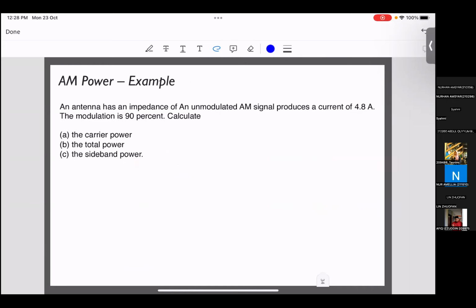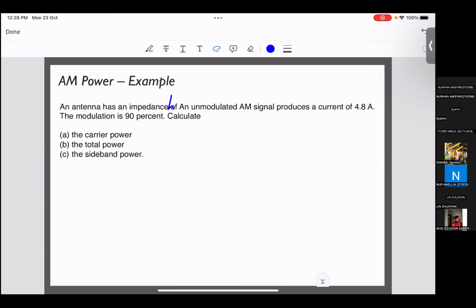So, AM power example. An antenna has an impedance of, oh shoot, I don't have it, of an unmodulated AM signal, produces a current of 4.8 amperes. The modulation is 90%. Calculate the carrier power. So it's missing. Let me find out what the value is. Give me a minute.